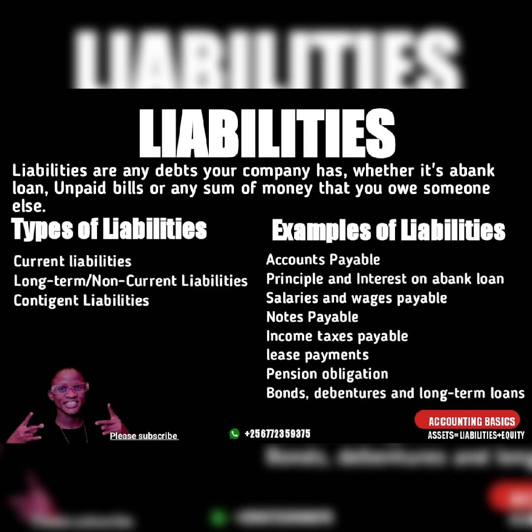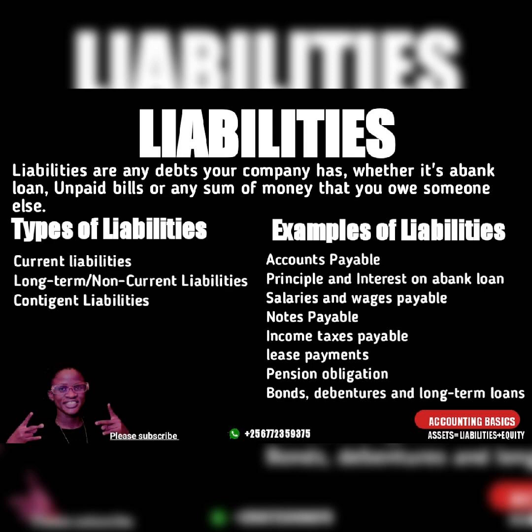We have current liabilities, long-term liabilities, or you can call them non-current liabilities. We have contingent liabilities. Looking at current liabilities in general, current liabilities are debts that you have to pay back within the next 12 months. Those are the debts that are paid within 1 year. So if a debt is paid beyond 1 year, that becomes a non-current. Hope you're getting me well.